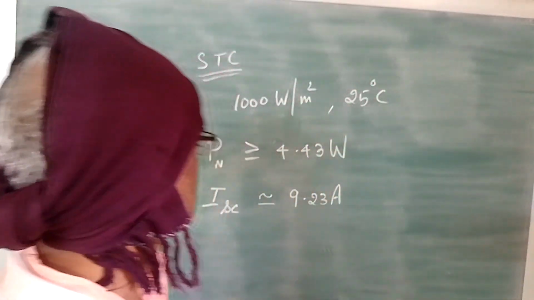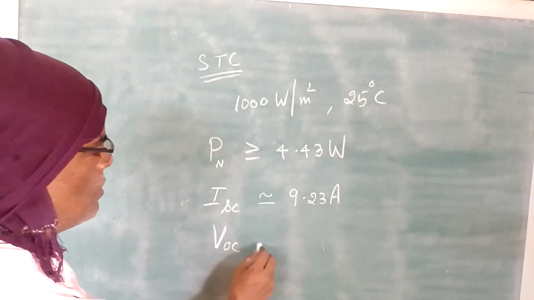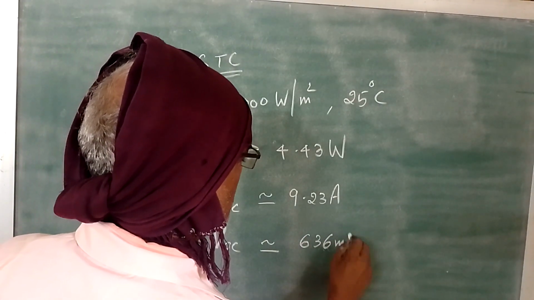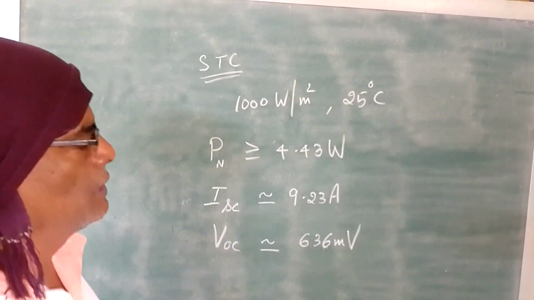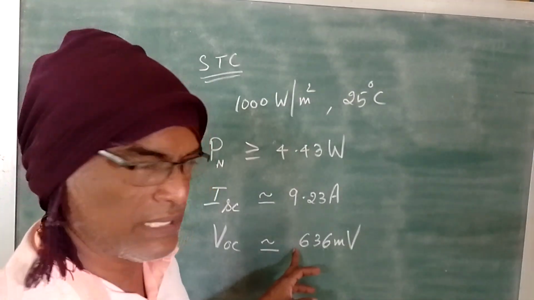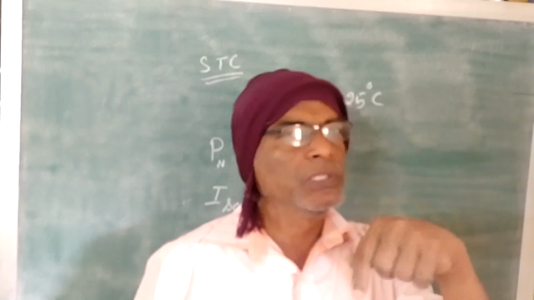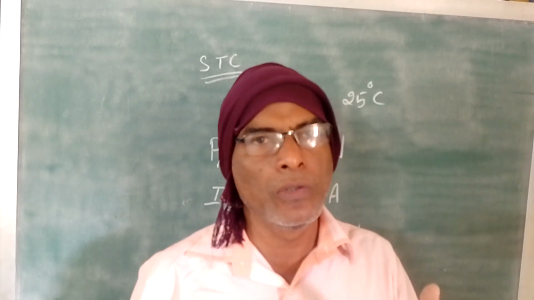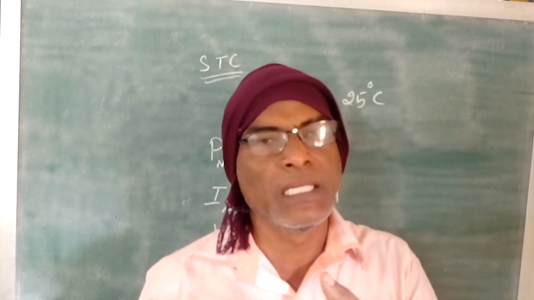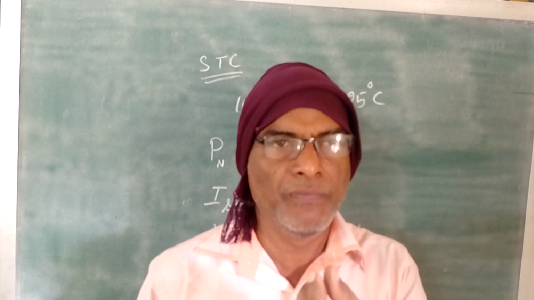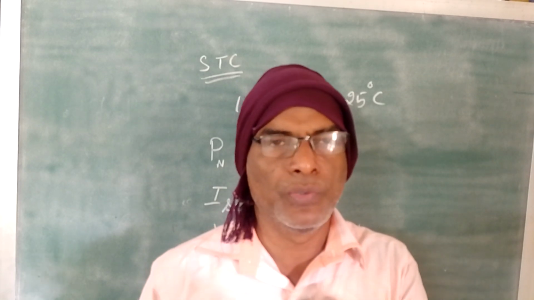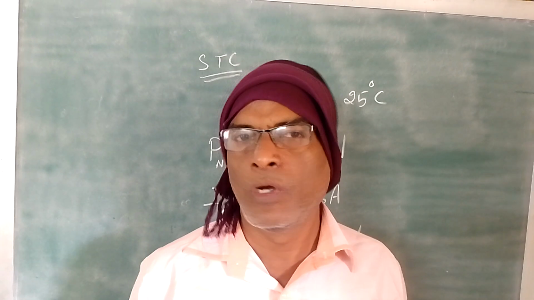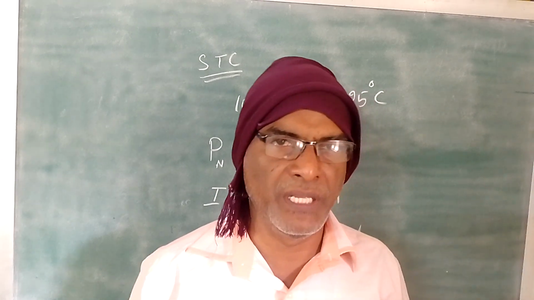Okay. Next is open circuit voltage, VOC. So you will be getting approximately 636 millivolt, which is roughly 0.636 volt, because we are using silicon as the semiconductor. Okay, so at the junction, you all know that for a forward biased silicon diode the voltage across the diode will be 0.6, and for germanium it's 0.3 roughly.